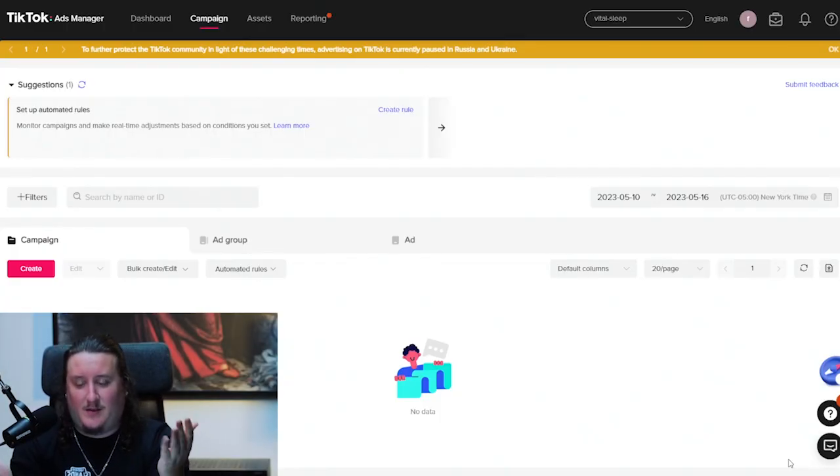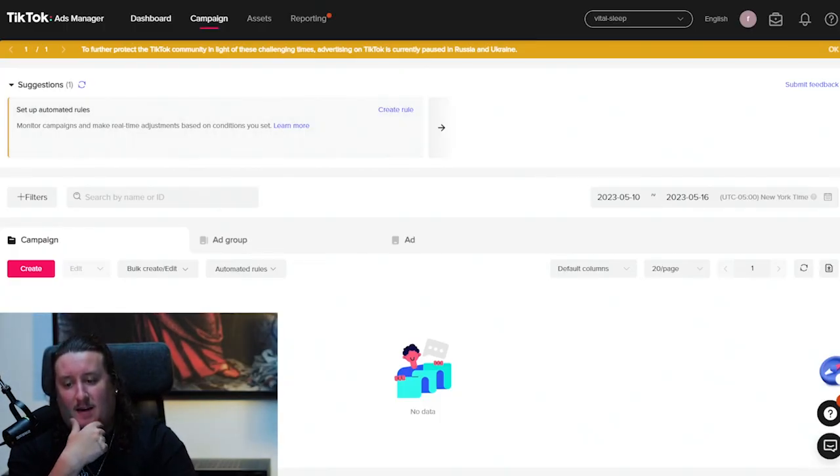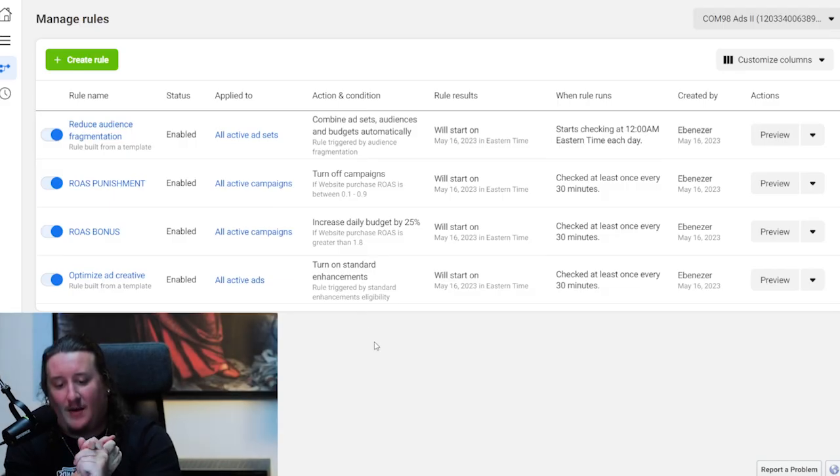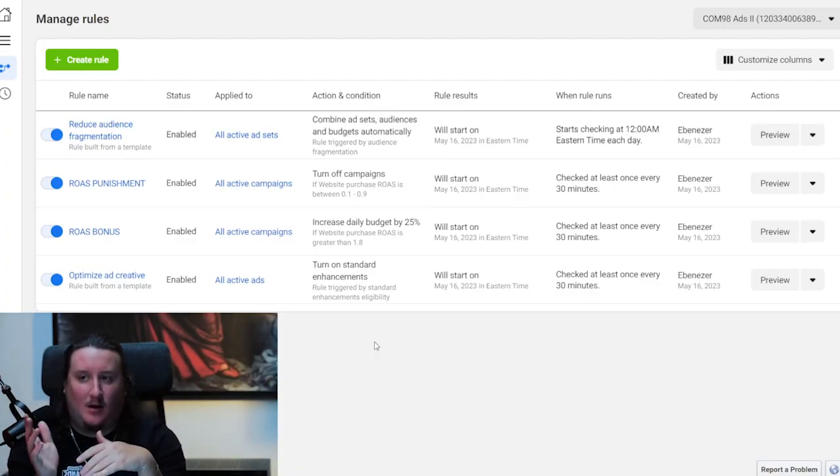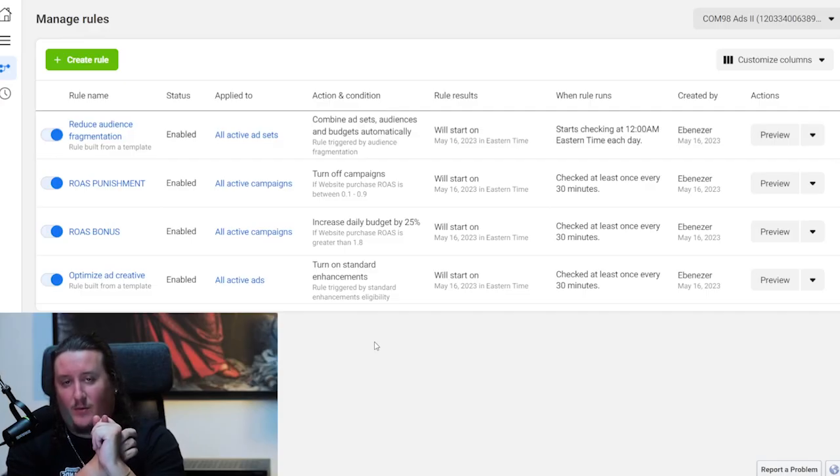So now on our Facebook ads, how long did that take? 20 minutes, 25 minutes? On our Facebook ad campaign, we have: turn off campaigns if website purchase is between 0.1 and 0.9. The fragmentation audience campaign is automatic, so it's going to self-optimize the campaigns that have multiple interests and multiple ads in them. We have all the different parameters that we're setting to test and give Facebook data, and they optimize that for us automatically. Then we improve the existing ads that are performing well by increasing the daily budget by 25% if the website ROAS is above 1.8.